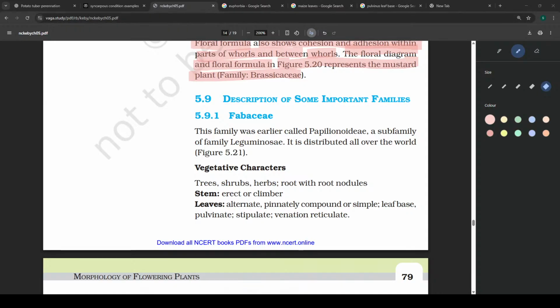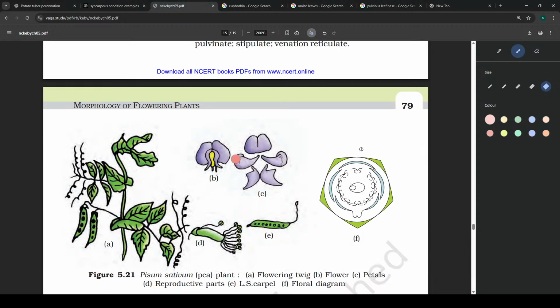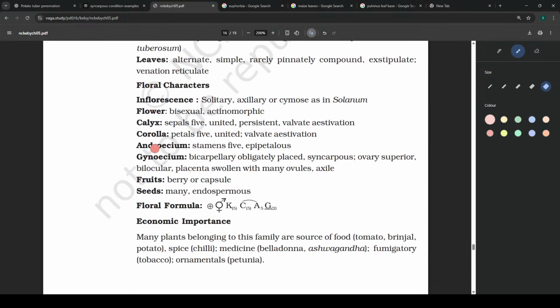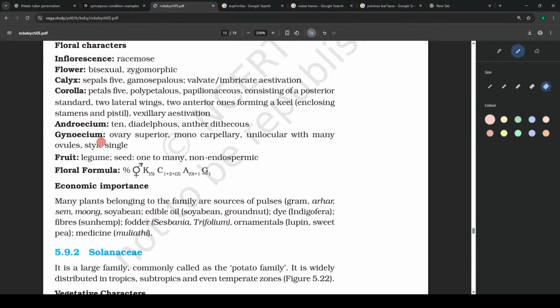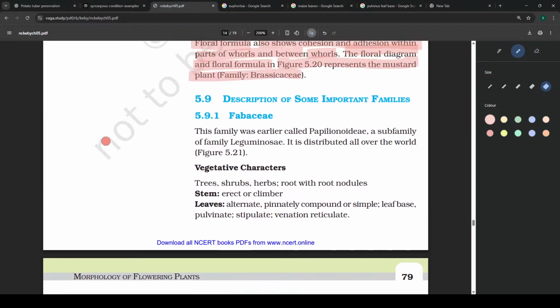Okay, then let's continue. There are basically three families given here: the Fabaceae, Solanaceae, and the last one was the Liliaceae family. Let's start with the Fabaceae family. Description of some important families. Fabaceae, the family was earlier called the Papilionaceae family, a subfamily of family Leguminaceae.